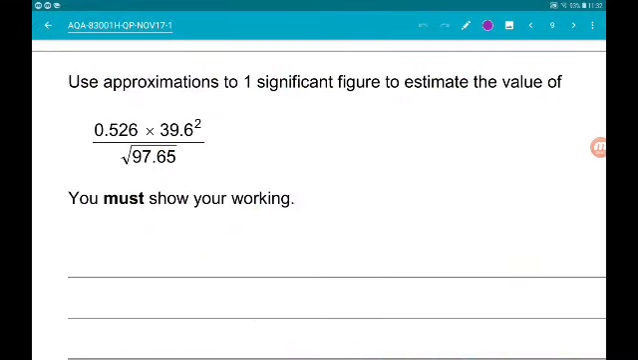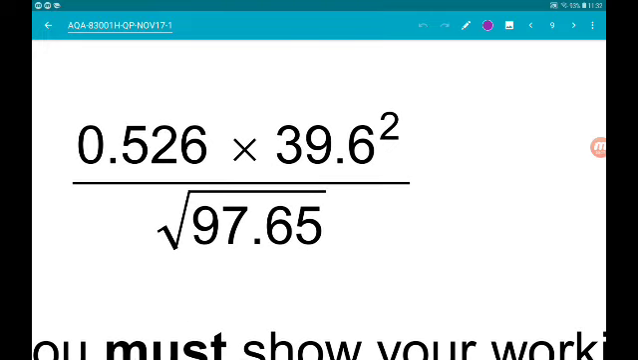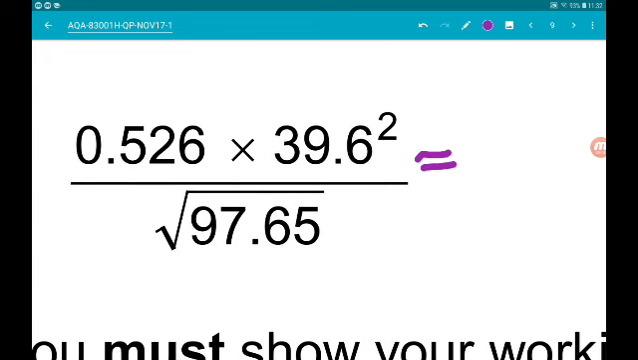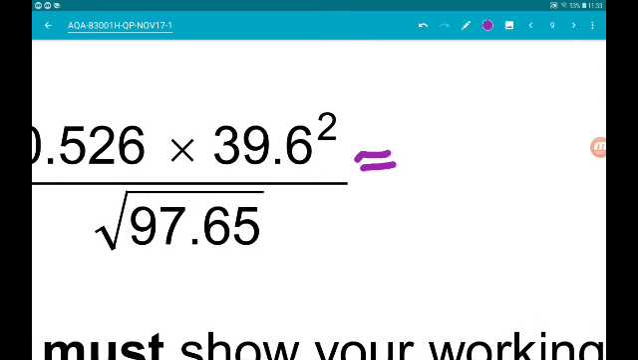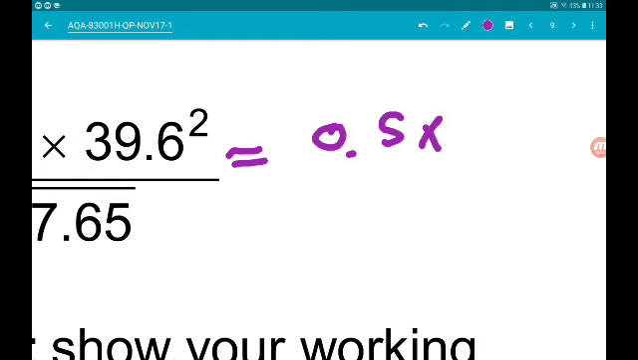Okay, question 12, we want to use approximation to one significant figure to estimate the value of this. So, to one significant figure, 0.526 is 0.5. Then we've got times 39.6, which to one sig fig is 40. So we've got times 40 squared.